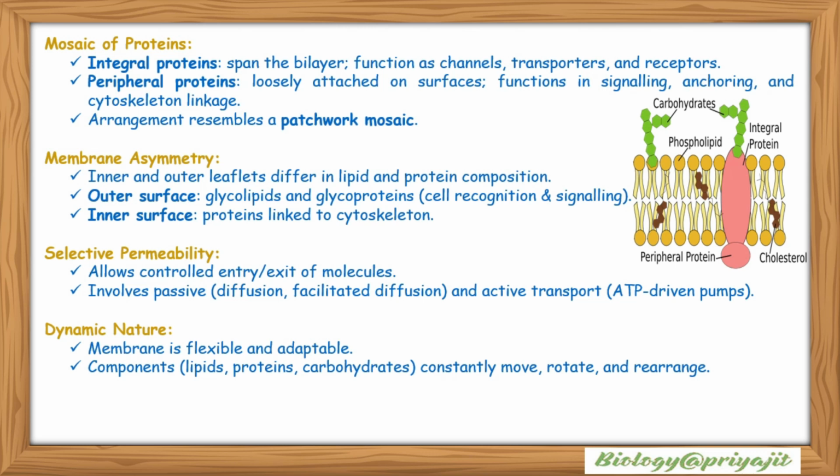Selective permeability: it allows controlled entry and exit of molecules within and from the cell membrane. It involves passive diffusion or facilitated diffusion and helps in active transport, which is driven by ATP-driven pumps. Dynamic nature: the membrane is flexible and adaptable. Its components, which are lipids, proteins and carbohydrates, constantly move, rotate and rearrange within the cell membrane.